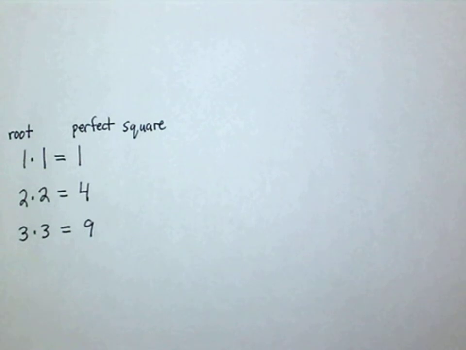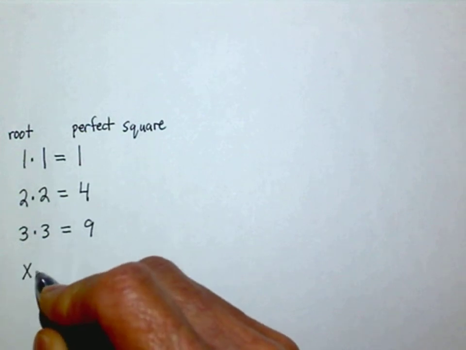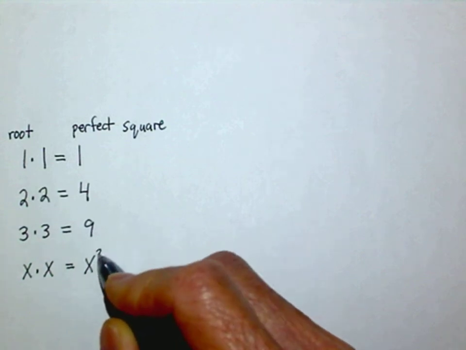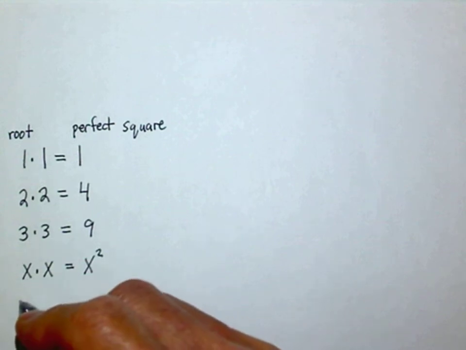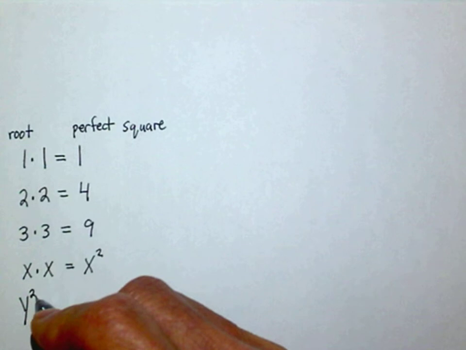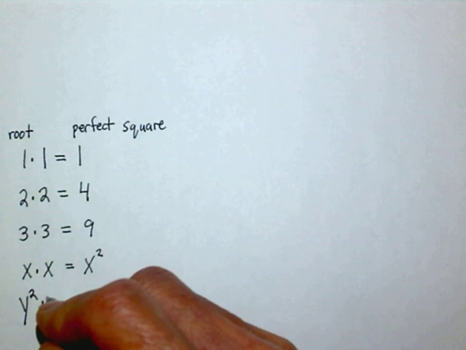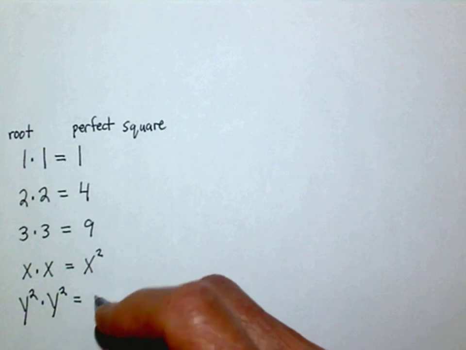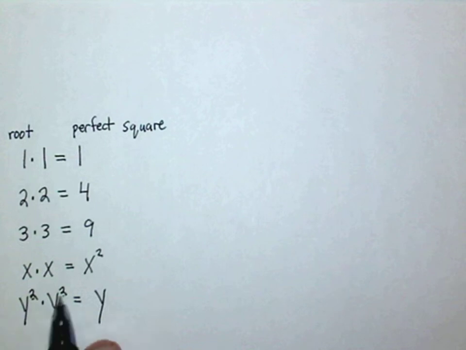Let's talk about letters. Can letters be squared? Yes, they can. Let's take x for an example. X times itself gives me x squared. So the square root of x squared is x. What if a letter has an exponent on it already, like y squared? Can I multiply it times itself? Yes, I can. Y squared times y squared. Now what do I do? Well, remember when we multiply that we have to add exponents. So 2 and 2 gives me y to the 4th.